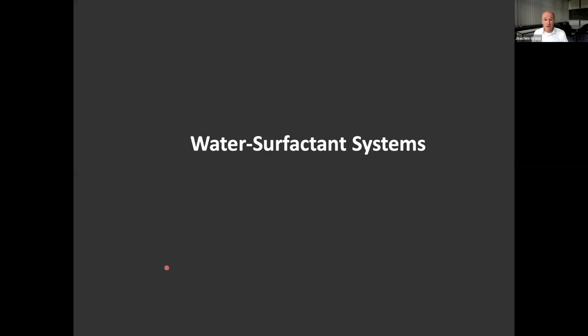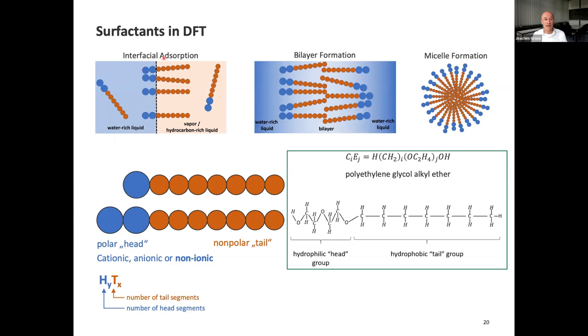So let's look at water surfactant systems. What is interesting are phenomena like the enrichment of these surfactants at a liquid-liquid or liquid-vapor interface and structures like bilayers and micelles. And what I consider on the forthcoming slides is a class of surfactants shown here. It's polyethylene glycol alkyl ether. So it's an alkyl tail that I schematically show with reddish color and a polar head.